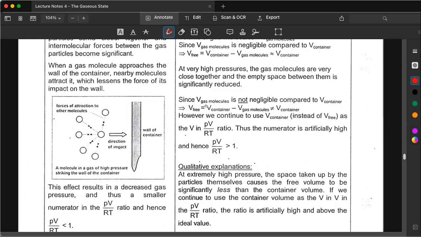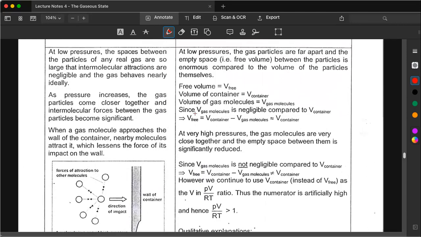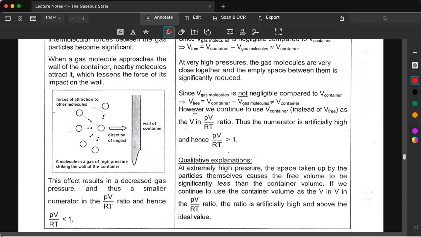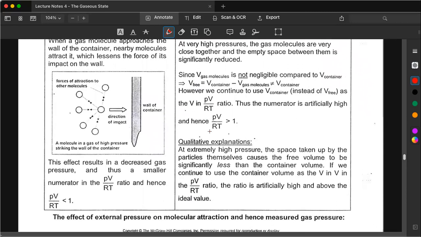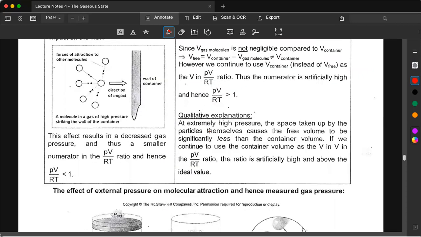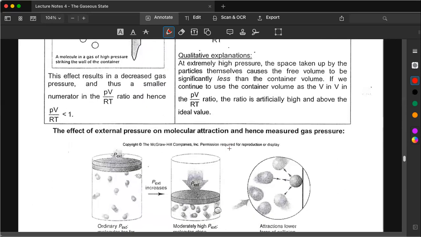Because by right it should be the free volume, the volume that is actually used in the ideal gas equation, right? The volume of the gas. But actually we use the container volume, so it becomes artificially high. At extremely high pressure, the space taken up by the particles themselves causes the free volume to be significantly less. So if you continue to use the container volume, the ratio is artificially high and above the ideal value.